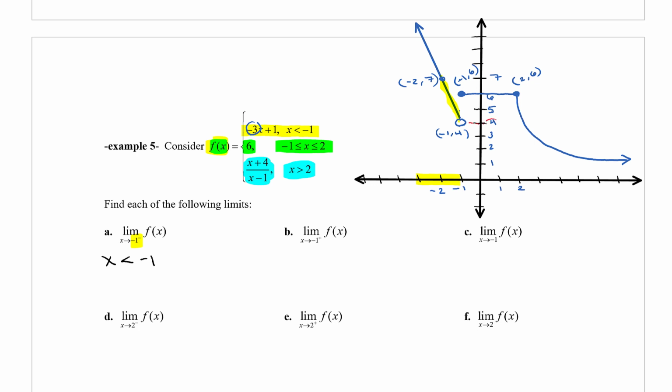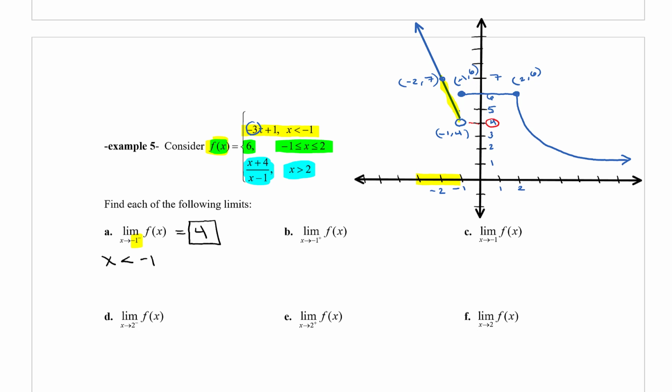I'm going to highlight in yellow on the function as I'm getting closer and closer to the x value of negative 1. And I've seen that I'm getting closer and closer to 4. So I've circled the 4 on the y-axis and I've set this limit equal to 4 and boxed in that answer. B. The limit as x approaches negative 1 from the right of f of x.